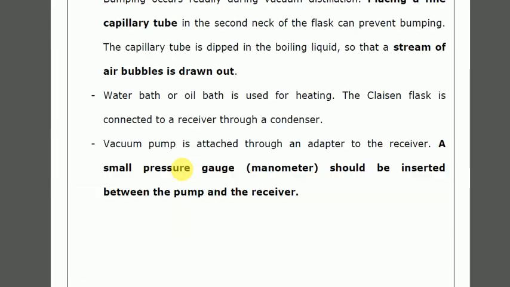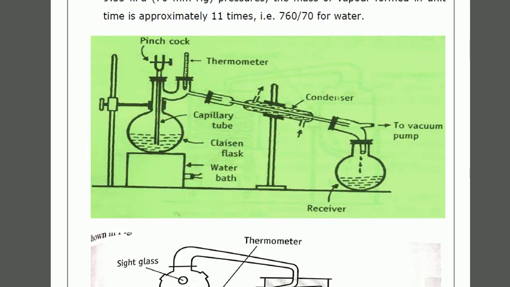Now let me explain through the figure. Here the flask is filled same as in the simple distillation method, one half to 2/3 full. There is an attachment of a thermometer and this pipe, also known as the capillary tube, to prevent bumping. What happens when the vacuum is applied? Due to the vacuum pump, the boiling point of this liquid gets reduced, and at a lower temperature this liquid starts boiling, and because of this the vapor will be formed.